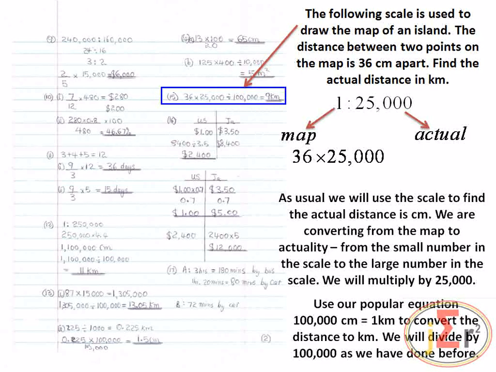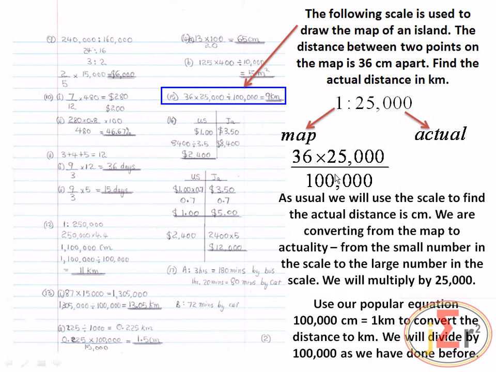Now, our distance is still in centimeters, and we need to convert to kilometers. So use our popular equation, 100,000 centimeters equal to 1 kilometer, to convert the distance to kilometers. We will divide by 100,000 as we have done before.